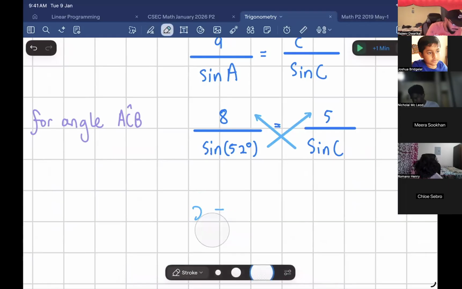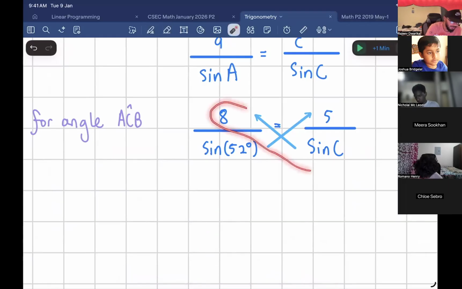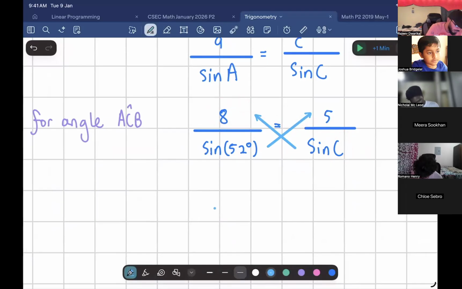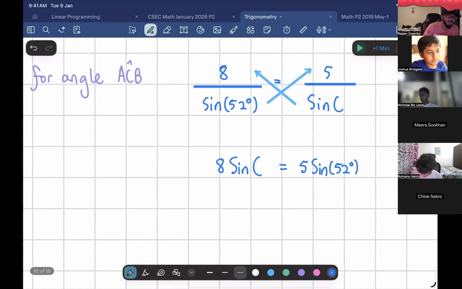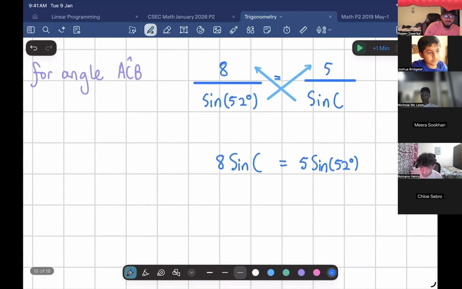Yes, sir. So here I'm going to multiply this out first because whatever I multiply first is going to go on my left-hand side. So it's going to be 8 sine C, and that's going to be equal to what? 5 sine 52 degrees. Right.